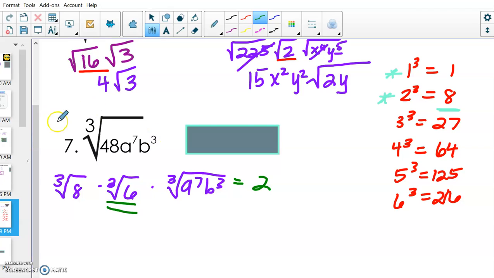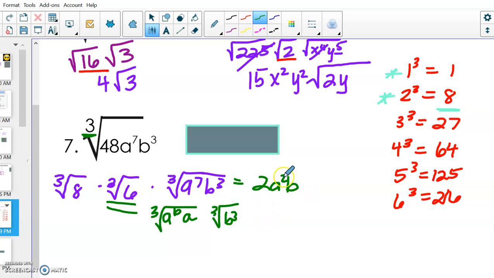For the variables, I want you to think about how many groups of 3 are in 7, right? Well, think about that as a to the 6th times a. A to the 6th we know is 2 groups of 3. So the cubed root of a to the 6th would be a squared. So that's 2 groups of 3. And then the cubed root of b to the 3rd would just be b because that's 1 group of 3.